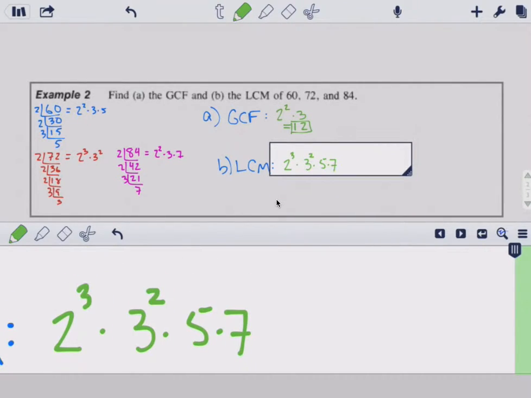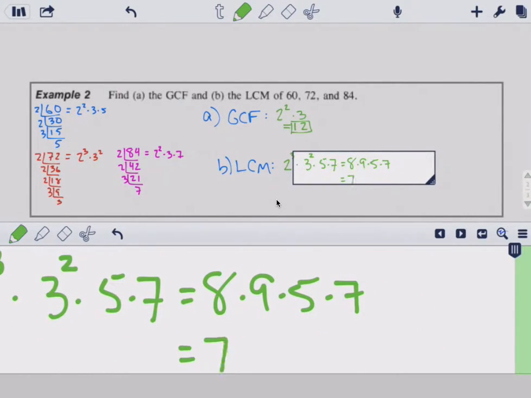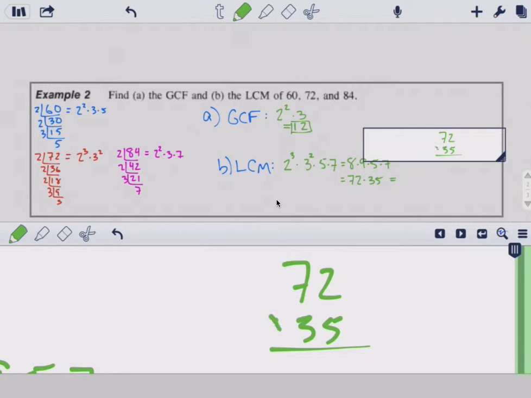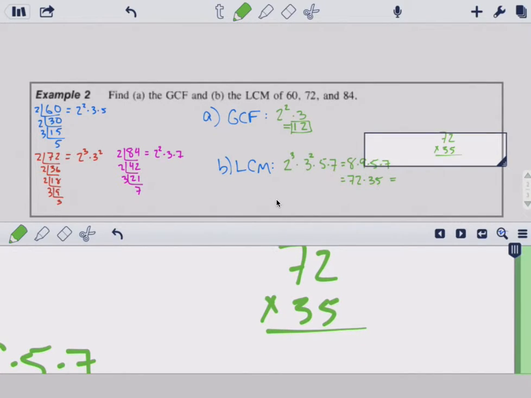2 cubed is 8 times 9 times 5 times 7. That's 72 times 35. And 72 times 35 is, oh, let's see, I'm going to take it over here. 72, 35. I don't know it off the top of my head, so I'll multiply it out. If you have a calculator, feel free to use a calculator.